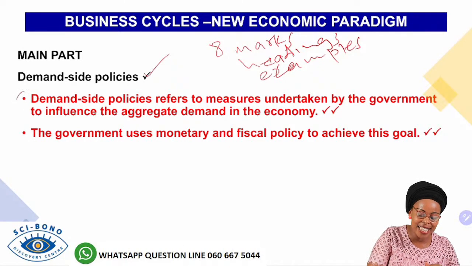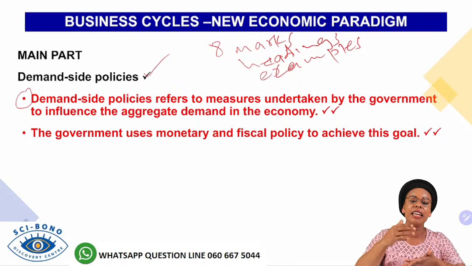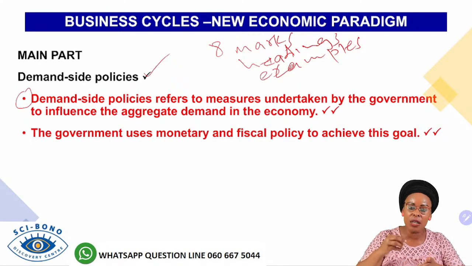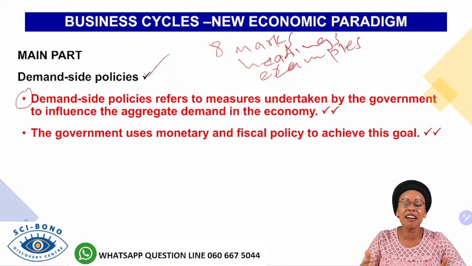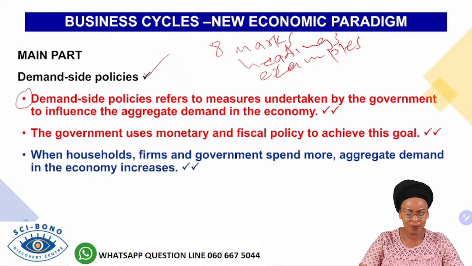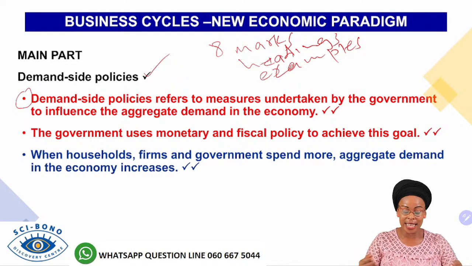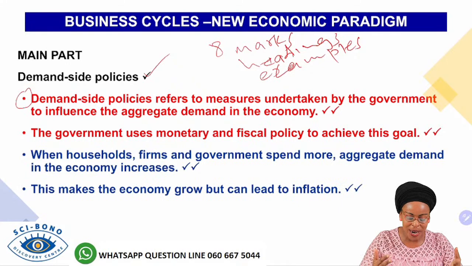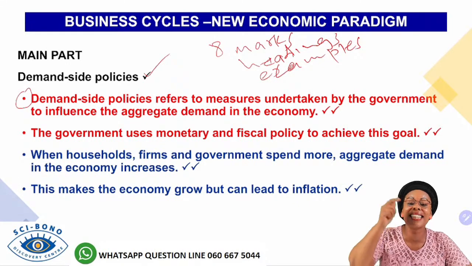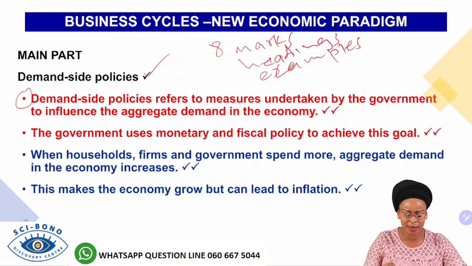We also encourage the use of bullets or point form so that your information is neat. Even someone who's marking should see where the mark allocation is. So, for mentioning that the government will use monetary and fiscal policy to achieve this goal, another 2 marks. For mentioning that households and firms and governments spend more, aggregate demand in the economy increases, 2 marks. For mentioning that this will make the economy grow, but this will lead to inflation. Why? Because supply does not respond, 2 marks.